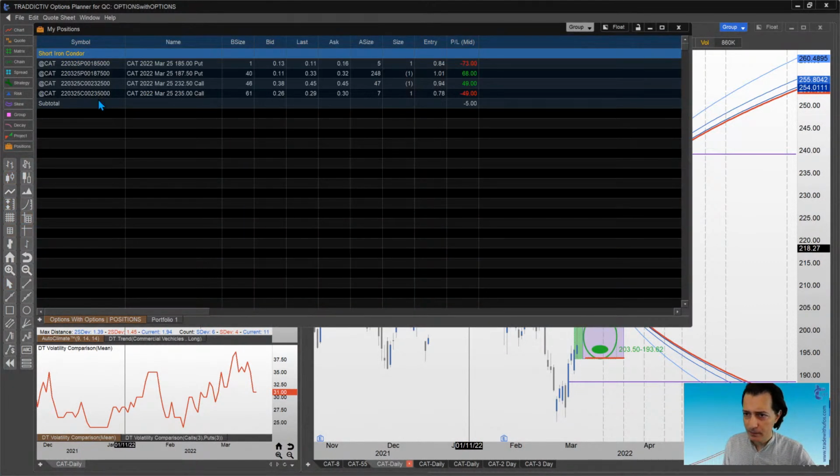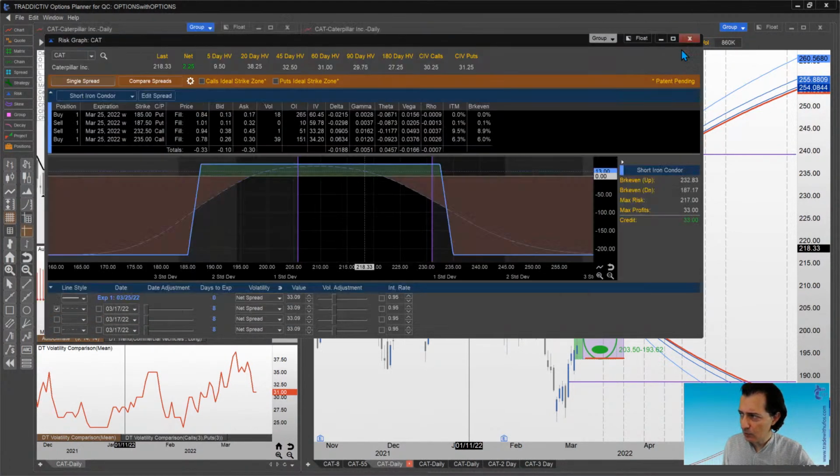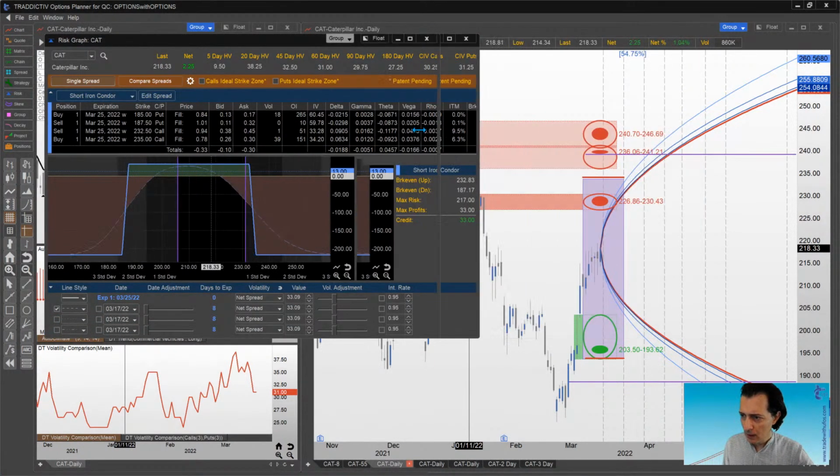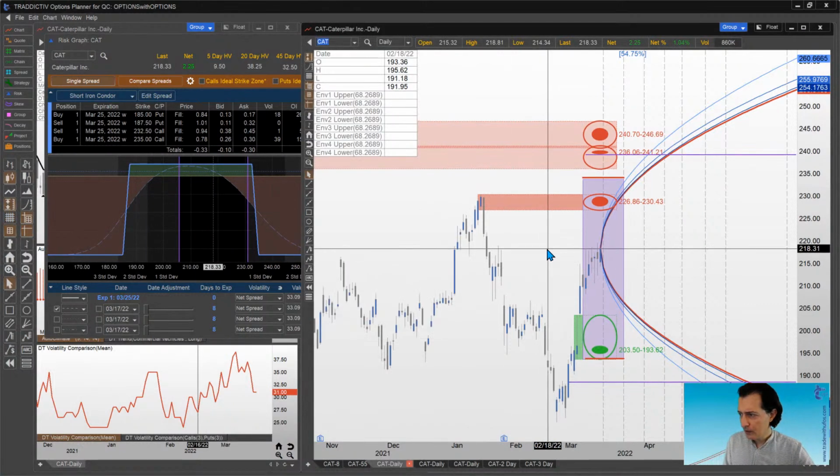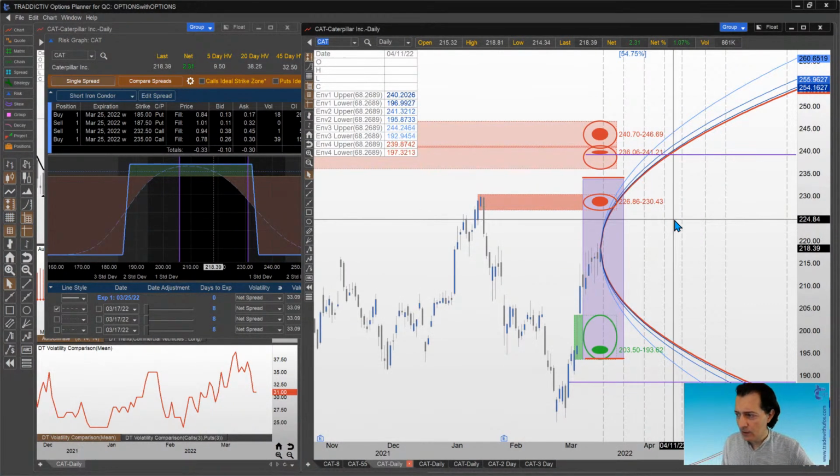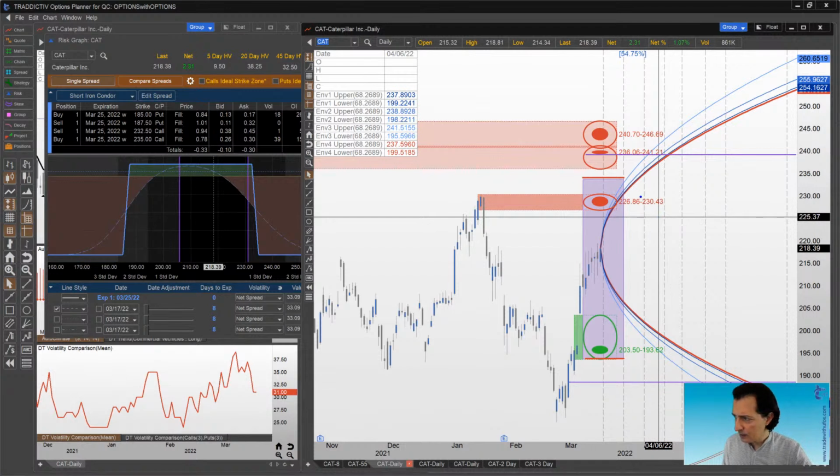Let's evaluate. Let's bring in my risk graph, which I closed by mistake. So this is our iron condor. Okay, and now let's reevaluate. Where are we at? If I look at where we are on the expiration date, I had a red line there, which is when I was planning the trade. If I was to plan the trade today, my red line would be here, which is basically the same place.